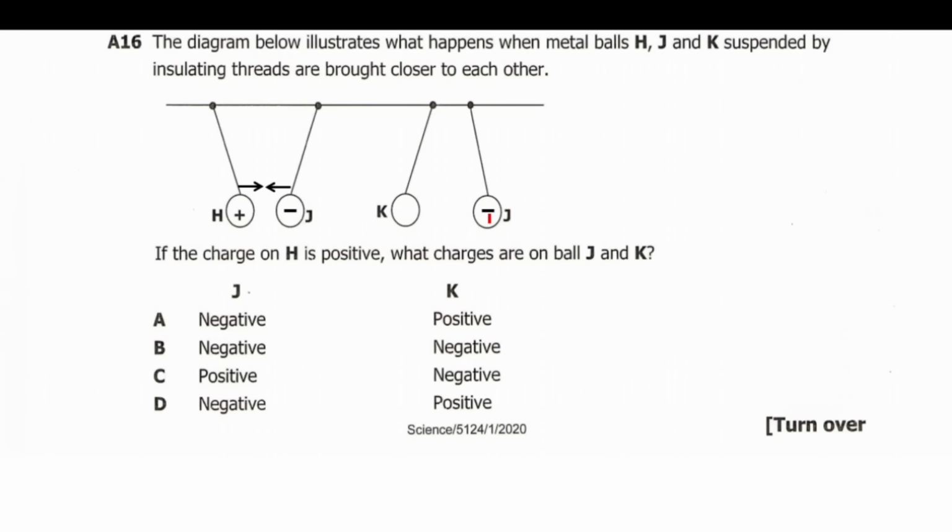Now, since J is negative, according to the law of electrostatics, like charges are the ones that repel. Like charges repel. So for there to be repulsion here, it means the charges are like. So K also has negative charge here. So K negative, J negative, our answer is B.